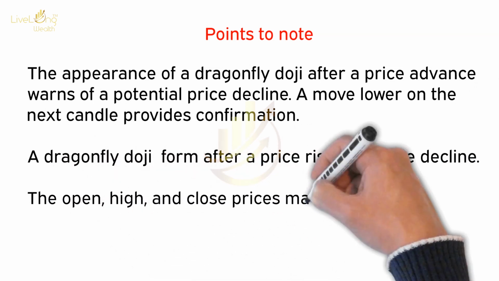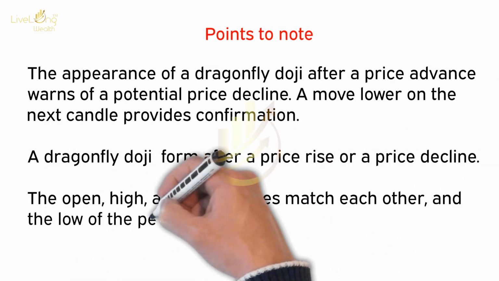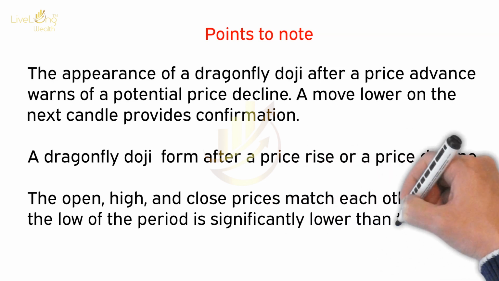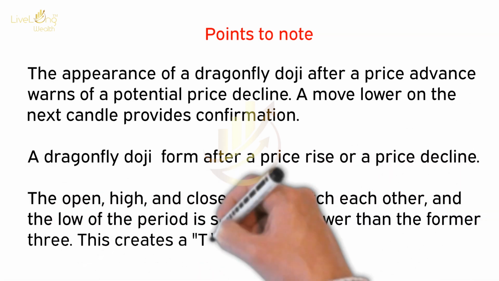The open, high, and close prices match each other, and the low of the period is significantly lower than the former 3. This creates a T-shape.